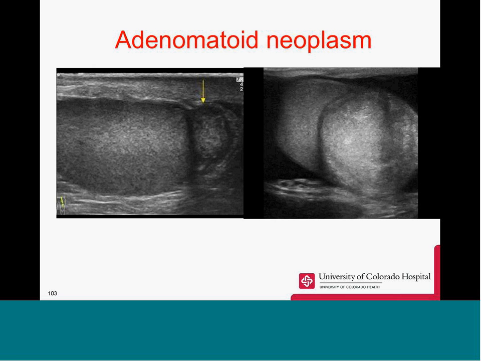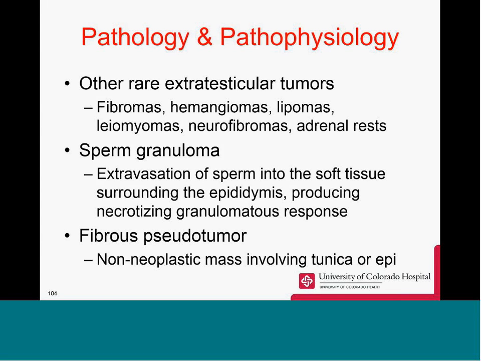Here you can see on ultrasound an extratesticular mass inferior to the left testis within the epididymal tail. And here on the right we see a rather large adenomatoid tumor. Again, benign. Other rare extratesticular tumors are fibromas, hemangiomas, lipomas, leiomyomas, neurofibromas, and the adrenal rest tumors.